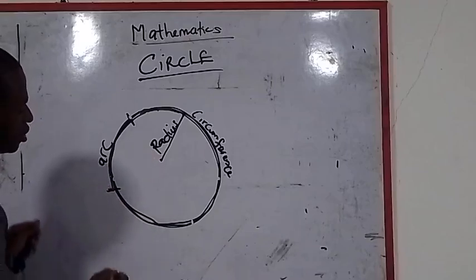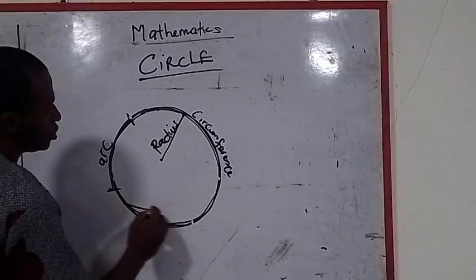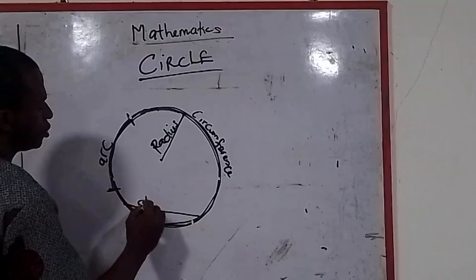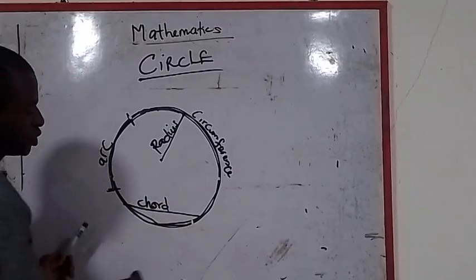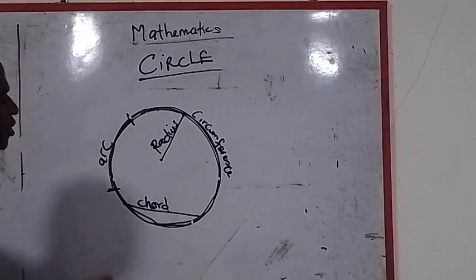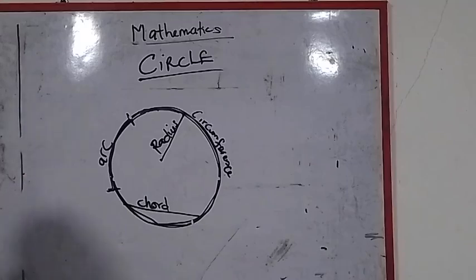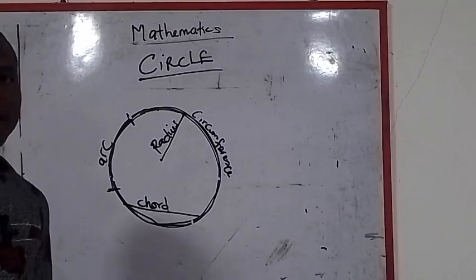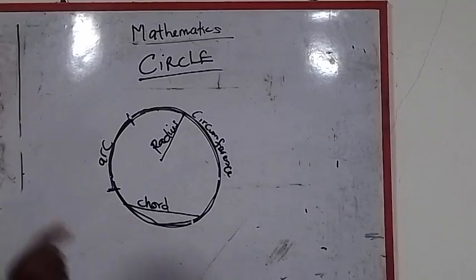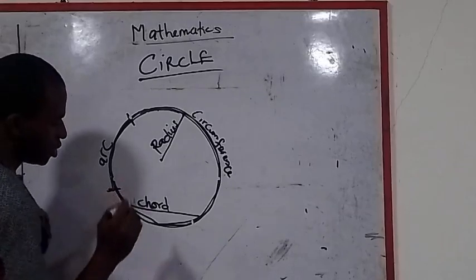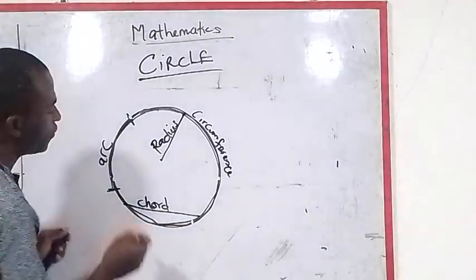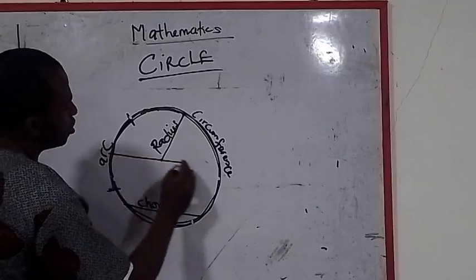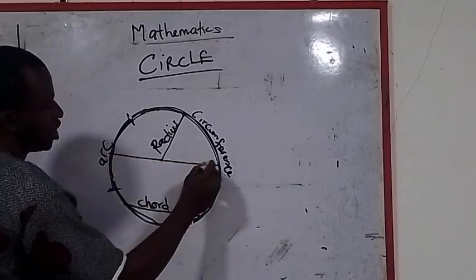The next thing I would like to talk about is the chord. This chord you are seeing is actually a straight line joining any 2 points on the circumference. I repeat, a straight line joining any 2 points on the circumference. This is what I'm talking about. I just picked a point here, I picked another point here. I use a straight line to join it. It's a chord. In fact, a diameter is also a chord.